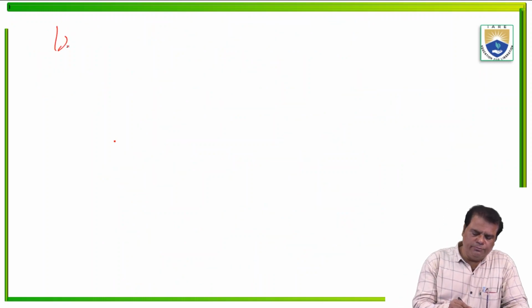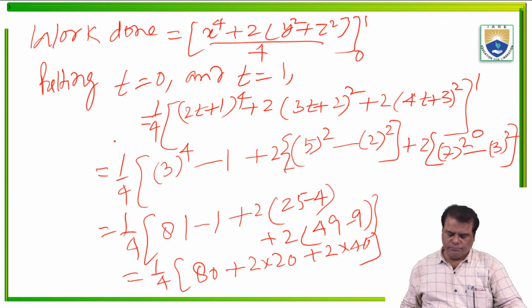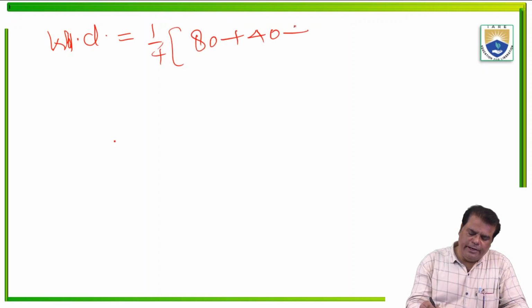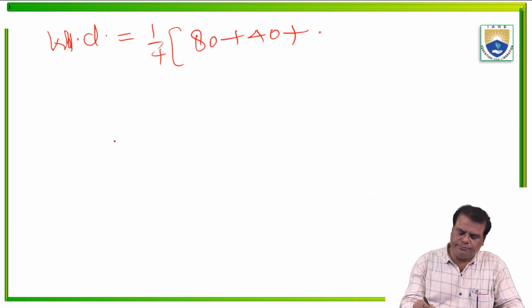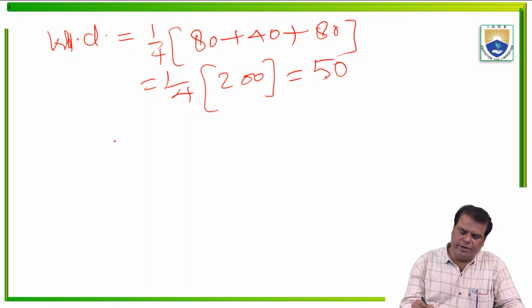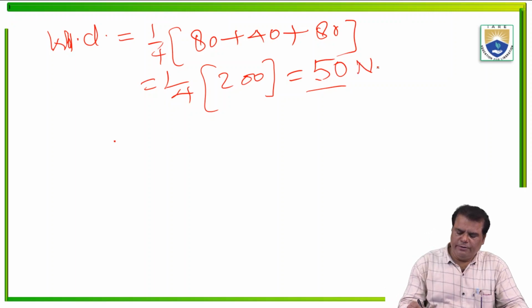So now the final answer is 1 by 4 times (80 plus 2 into 20 plus 2 into 40). So the work done is equal to 1 by 4 times (80 plus 40 plus 80), which is 1 by 4 times 200. So the answer is 50 Newton meter.